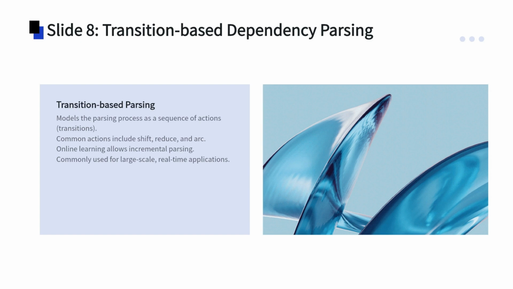Transition-based parsing is a technique where the parser builds the dependency tree incrementally by performing a series of actions. These actions include shift, move a word onto a stack; reduce, remove a word from the stack and create a subtree; and arc, create a dependency edge between two words. This approach is especially useful in online learning, where the parser processes sentences in real time and can be adapted as it processes more data. Transition-based parsers are fast and efficient, making them suitable for large-scale applications like speech recognition and real-time language translation.